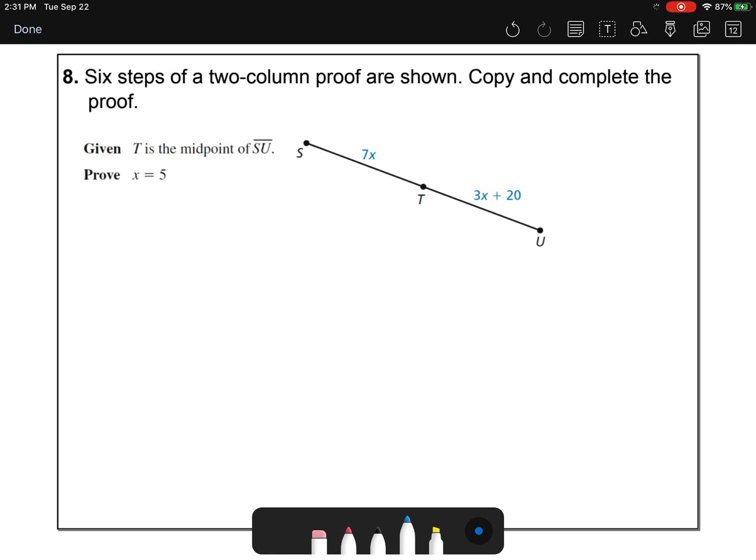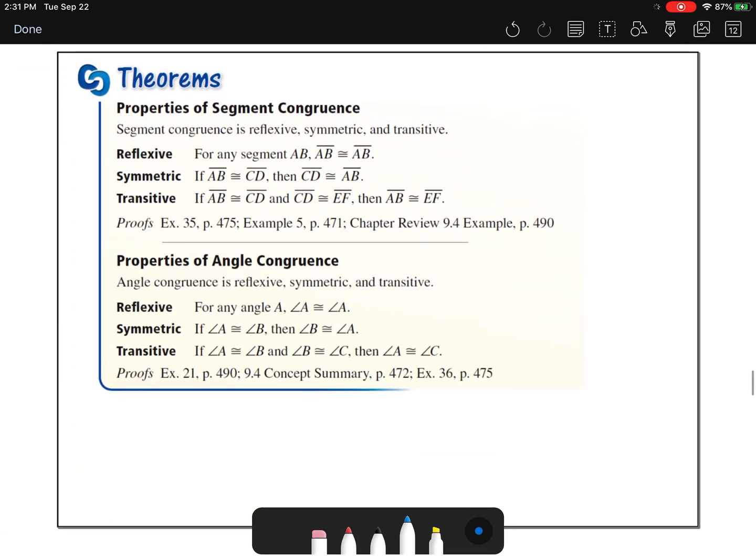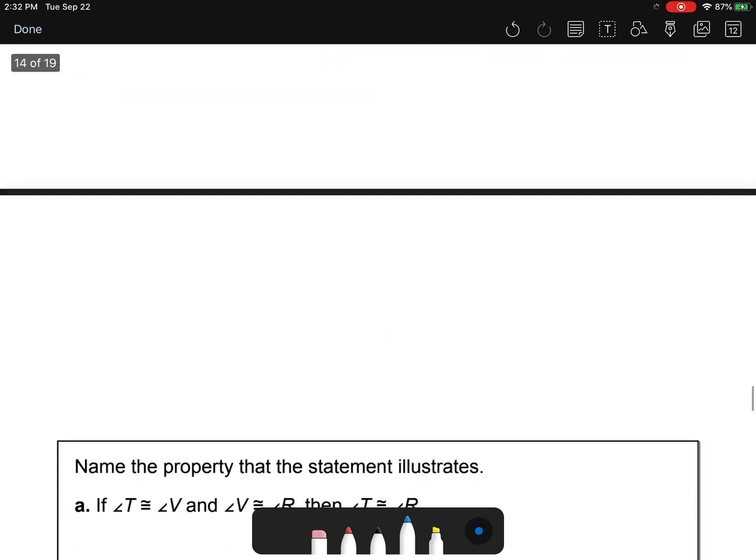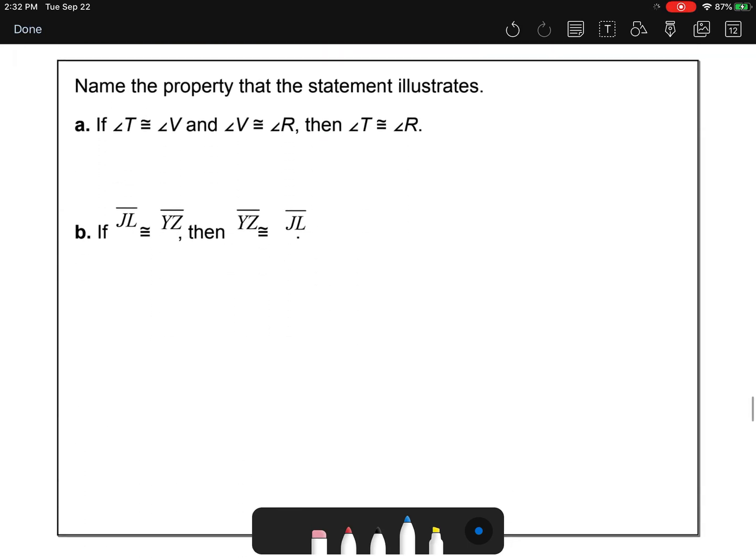Okay, let's see. This one is on page 470. Okay, we're going to skip that and we're going to get to using properties of congruence. Now, these are the same properties, but now we're going to apply them to segments and angles. It's the exact same idea: reflexive, symmetric, and transitive. So name the property that the statement illustrates. This can be found on 471.